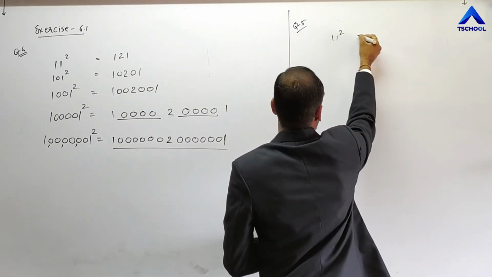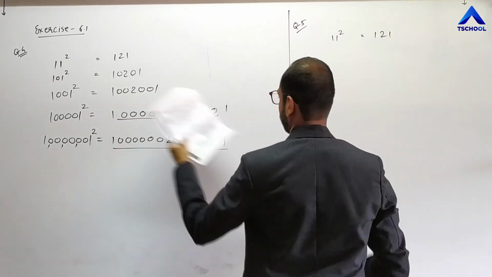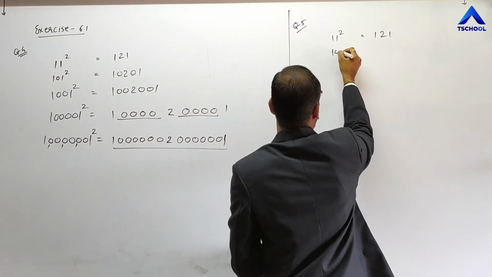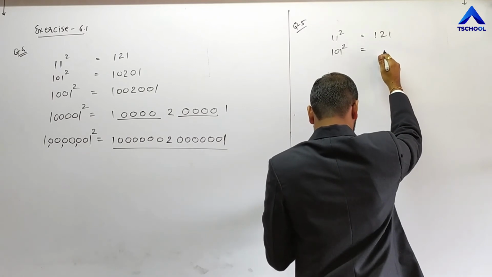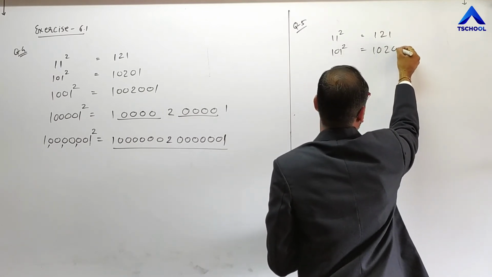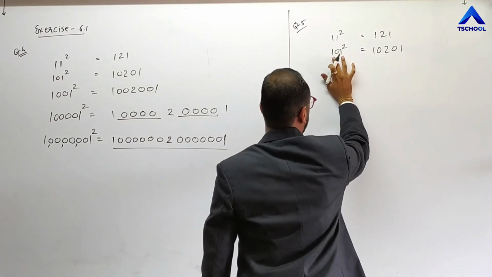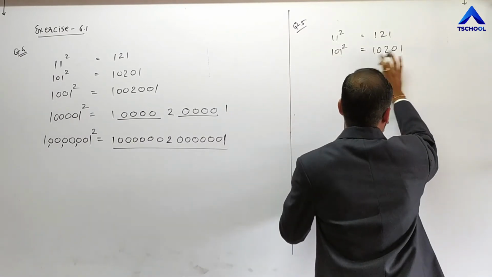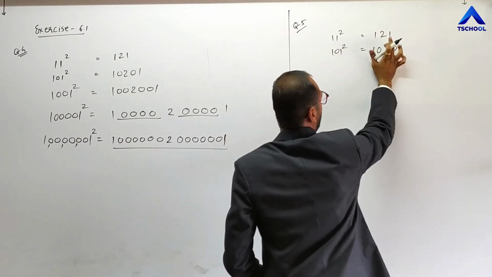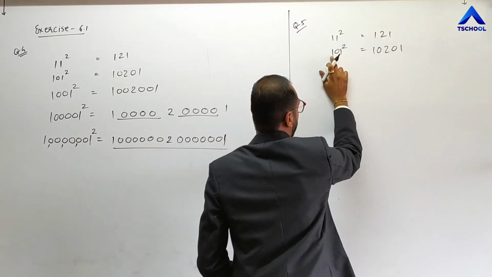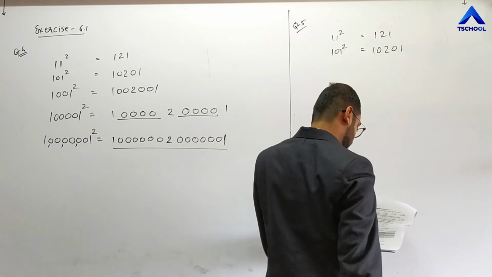Eleven square, that is 121, as we understand. Again 101 whole square contains 10201, because this pattern follows the same rule. Like these ones will go at the end of this given number, and 11 square is 1 2 1, with 2 remaining at center. There is only 0 after 1 and before 1. So I am putting 0 after 1 and before 1, and 2 is at center.